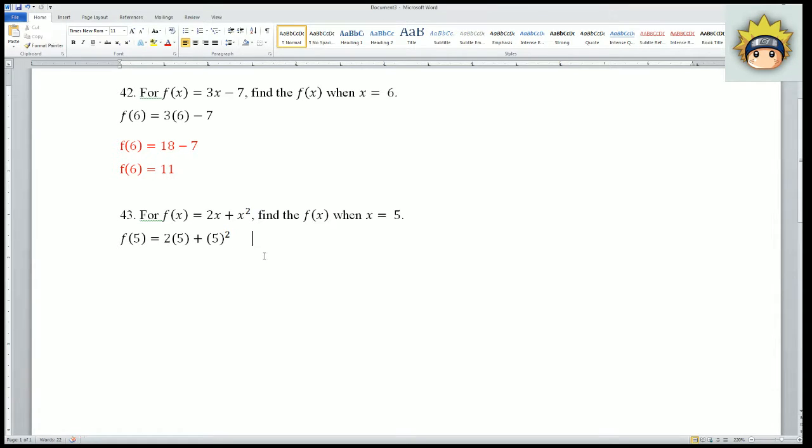Next, you're going to get 5 times 2 is 10. 5 squared is 25. Then you can combine the two terms. That gets you 35. So that means that if I plug in the value of 5 into this function, my output is 35. 44.